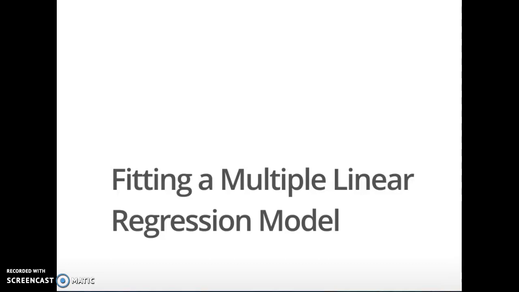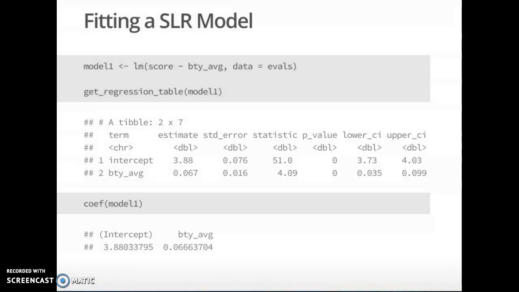Fitting a multiple linear regression model in R is a pretty simple extension of fitting a simple linear regression in R. So let's refresh our memories as to how we do that. The first piece is the lm function, which stands for linear model. The second piece is the response variable in our relationship. Here we're modeling the course evaluation score, and this squiggle can be said as "is a function of" or "is being modeled by."